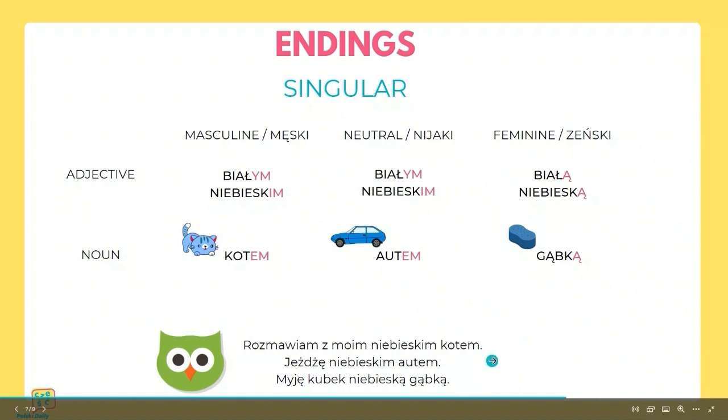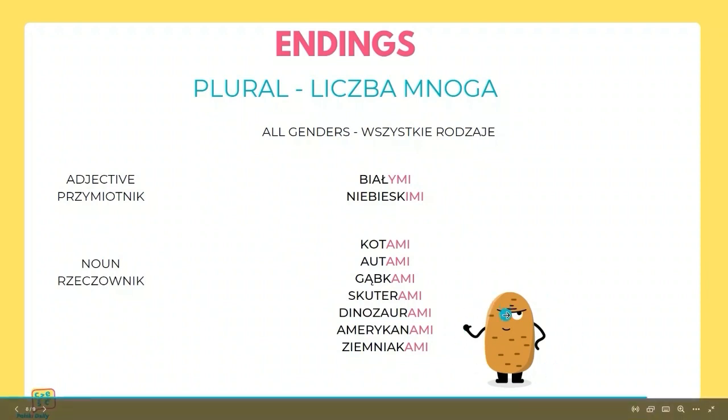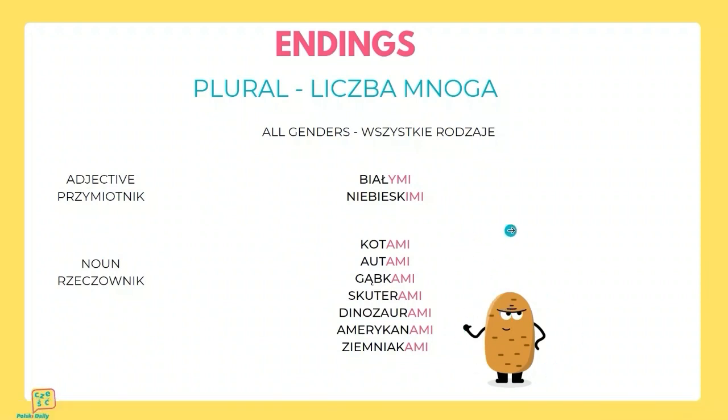Let's move to the plurals. Are you ready? Let's do it. This is so easy. Like, Polish is so easy. Look at this. All genders here have the same endings. Adjectives, again, by default, imi. After k and g, imi. Nouns, all nouns end in ami. Kotami, autami, gąbkami, skuterami, dinozaurami, Amerykanami, ziemniakami. Ziemniakami, potatoes. But there are some exceptions.